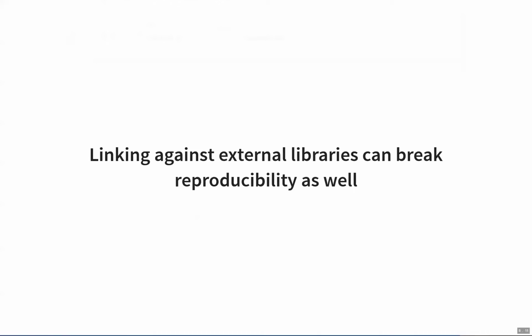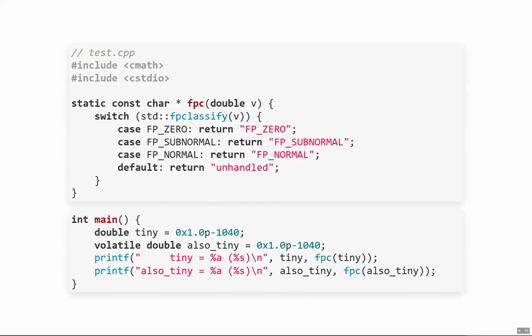Now, fun: linking against external libraries can also break reproducibility. This is the most fun one here. So let's have this simple function. This is FPC for FP classify. We call this magic function, which returns some value based on what this float is. Like, is it 0? Is it subnormal? Is it just some float, whatever? It also returns infinity and so on, but we don't handle this for this example.